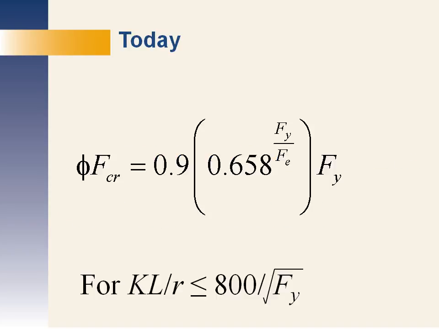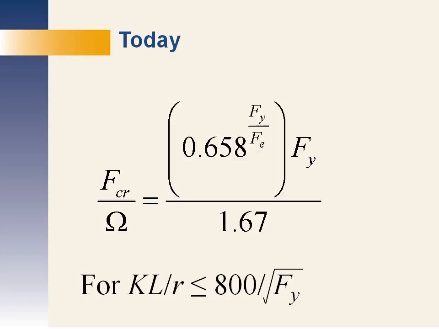This showed well in the column equations. Gone was lambda sub c. In its place was a familiarity of terms like KL over R and F sub E. In addition to the formulation with phi, and a higher phi at that, due to improvements in column curves and materials, there also was an ASD formulation that used the exact same equation, just divided by a factor of safety.